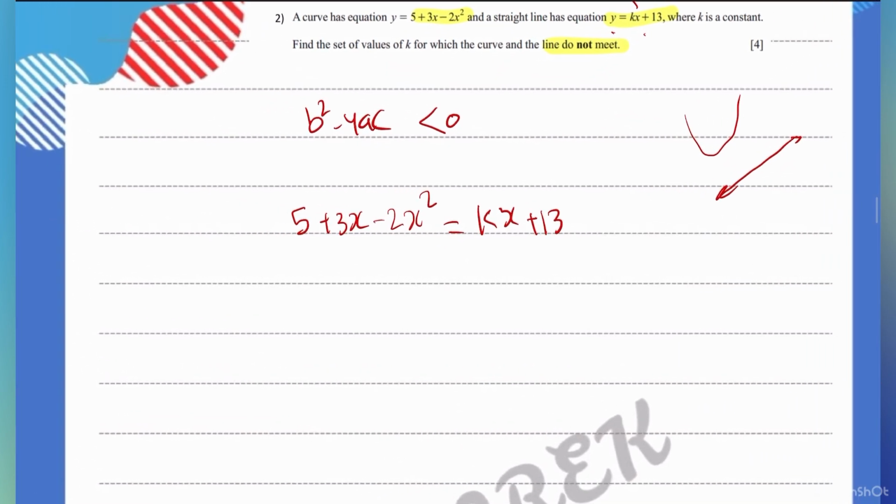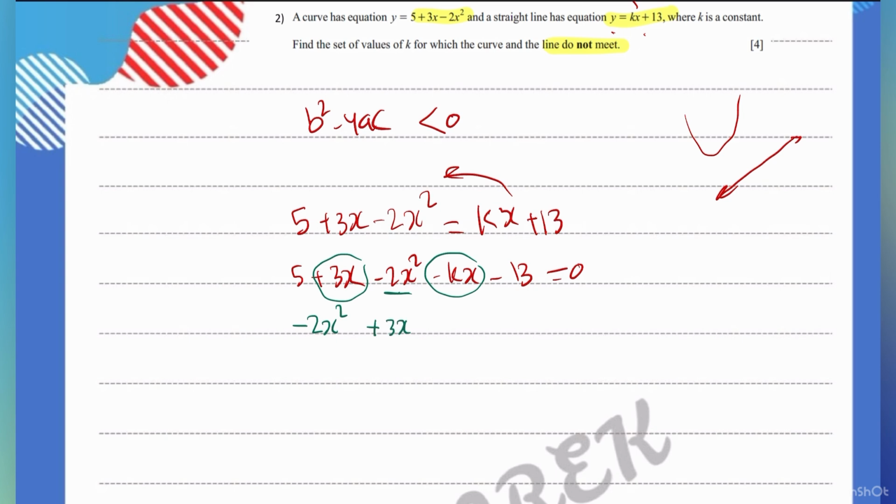Now I have a normal equation. Let's start to simplify and solve it together. Transfer all of this to the left hand side. So we come up with 5 plus 3x minus 2x power 2 minus kx minus 13 equals 0. After that, start to collect the like terms. We have negative 2x power 2 alone as a single term. Here I have 3x with negative kx, let's write them together: plus 3x minus kx. Then positive 5 with negative 13, take the sign of the larger and subtract. We come up with negative 8 equal to 0.